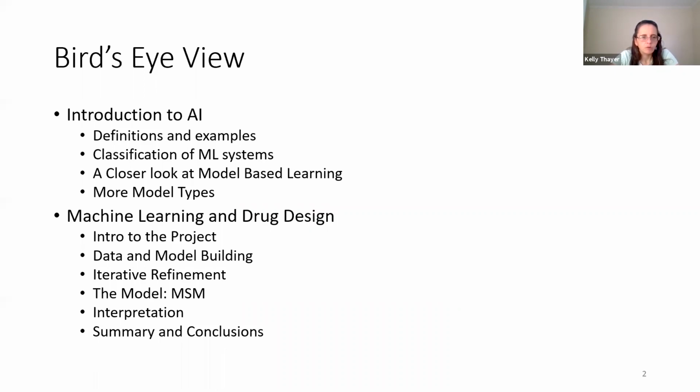The second part of the talk will focus on some research-based information for you. I'll discuss how I'm using machine learning to do drug design in my research. We'll give you an intro to the project and talk to you about how we're using data and model building in the research for developing alpha helical peptides, how we're implementing many of these ideas that we've talked about in the introduction to AI, iterative refinement, the model that we're using, which is Markov state models, how we interpret the results, and then the summary and conclusions about how that influences our understanding of alpha helical peptides as drugs.